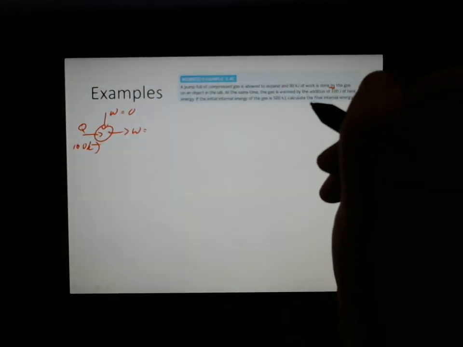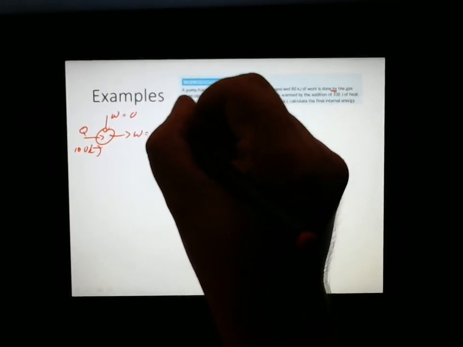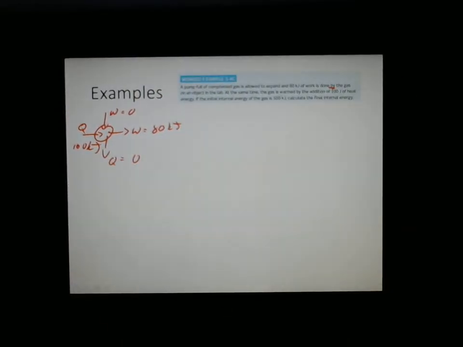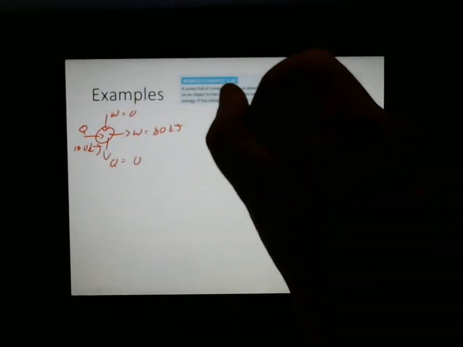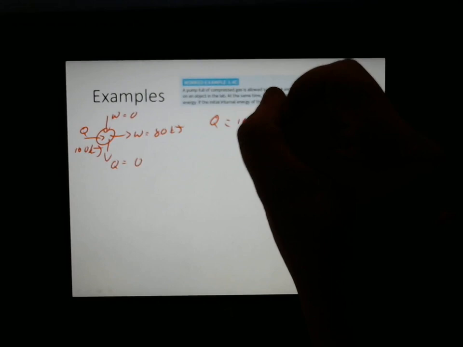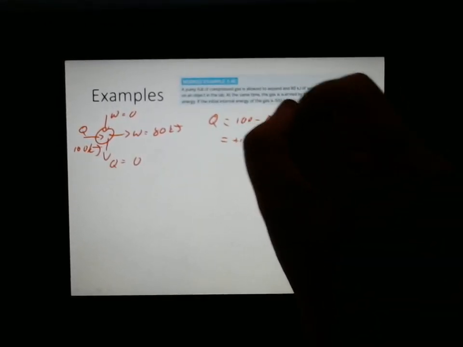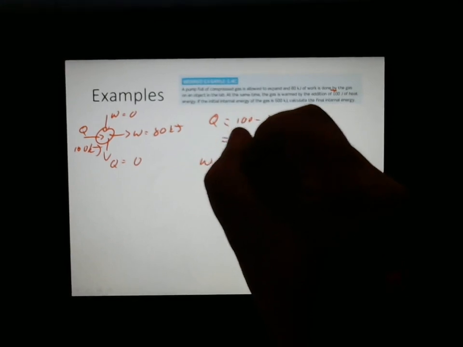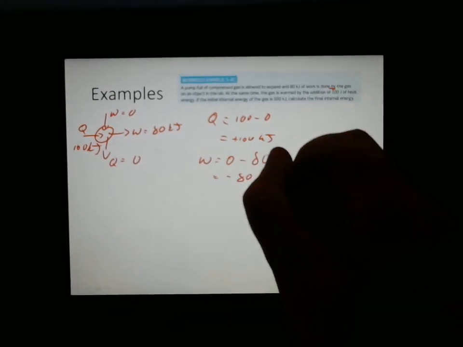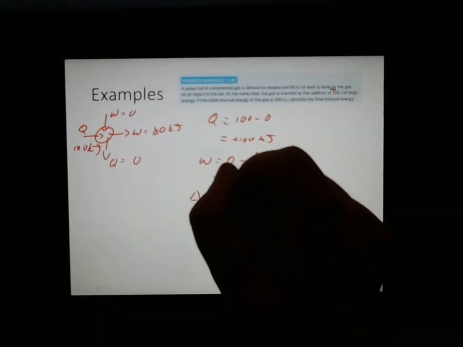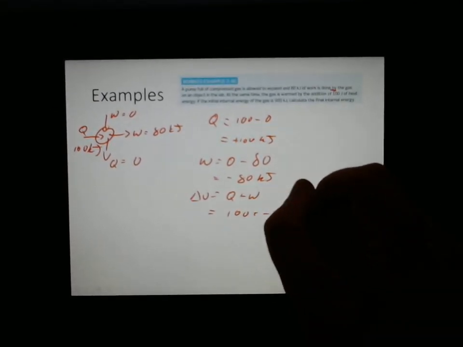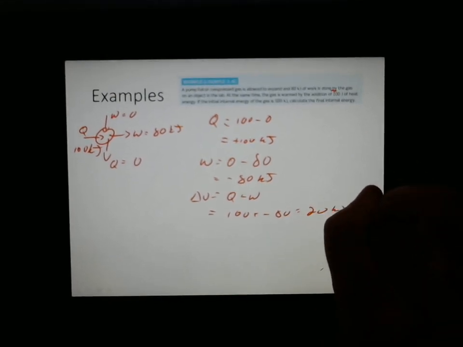So work going out was equal to 80 kilojoules, and Q out equals 0. There was no Q leaving. So our Q, I'm just going to write Q, not Q net. Incoming 100, take away 0, equals plus 100 kilojoules. Our work, incoming was 0, take away 80, equals negative 80 kilojoules. Now change in energy is Q plus W equals 100 plus negative 80 equals 20 kilojoules.